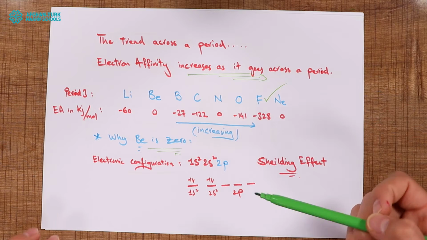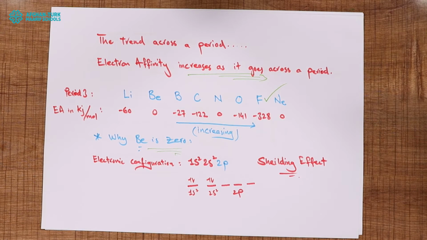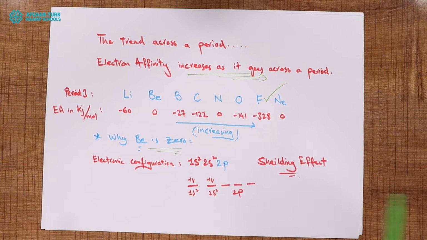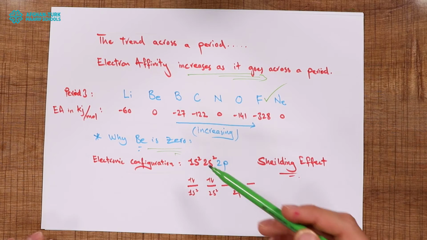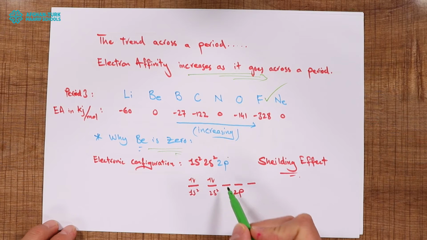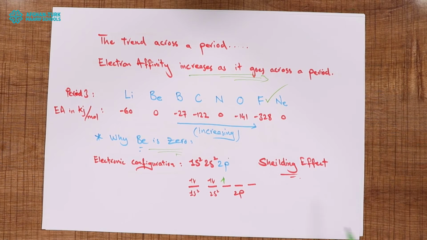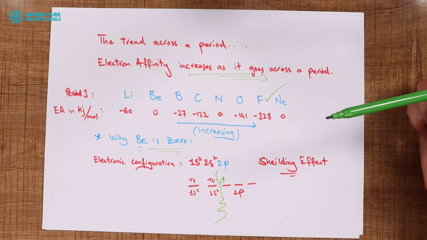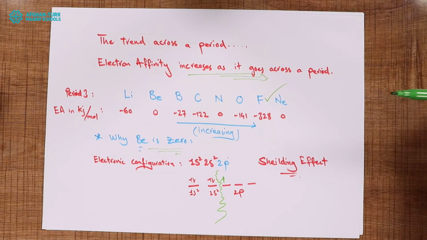What's the reason? We have to look at its electronic configuration. The electronic configuration for beryllium is 1s2, 2s2 and 2p0. But what happens if we add an electron into this part like this? In this case, this 2s2 orbital repels this electron. This property is known as the shielding effect. So because of the shielding effect, it cannot accept an electron. So the electron affinity for beryllium is 0.